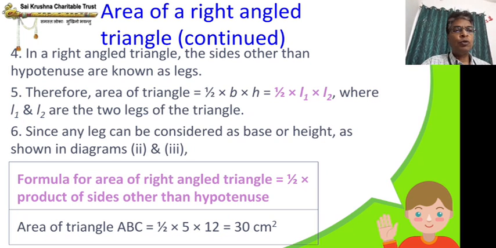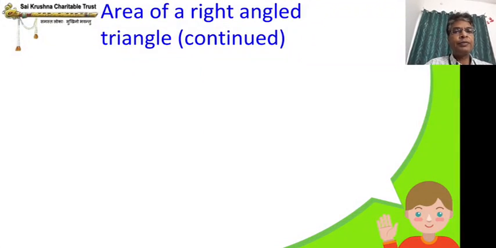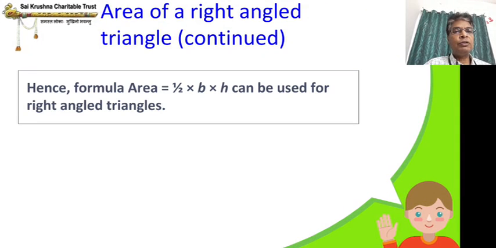So that means both the legs can be interchangeably used. So the formula for a right angle triangle is half into the product of the sides other than the hypotenuse. We will go to the next page. So very easily we have proved this sum. We have solved the sum. So hence the formula area equal to half into BH can be used for a right angled triangle.